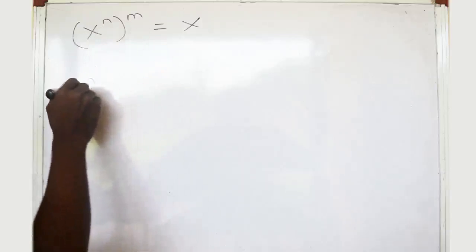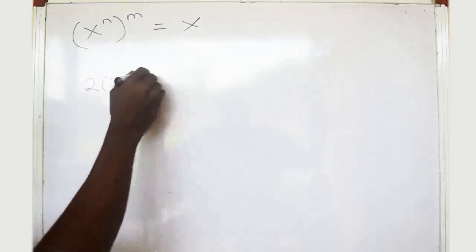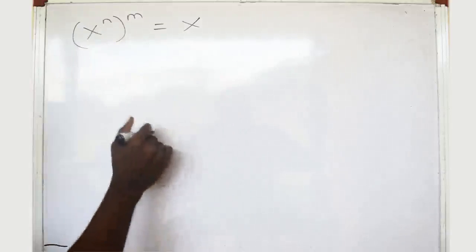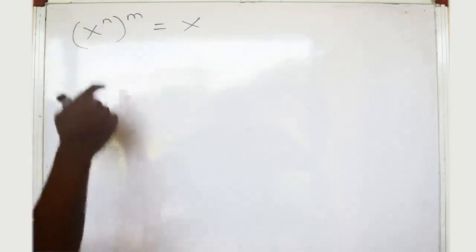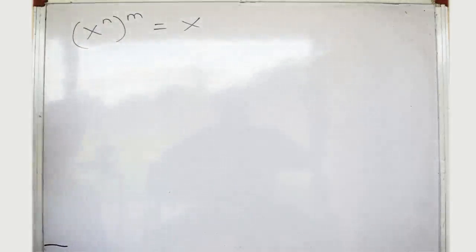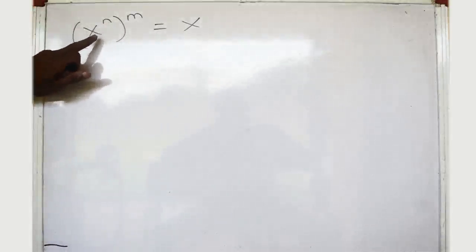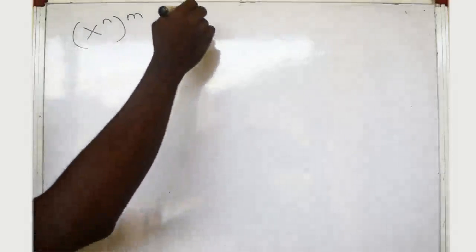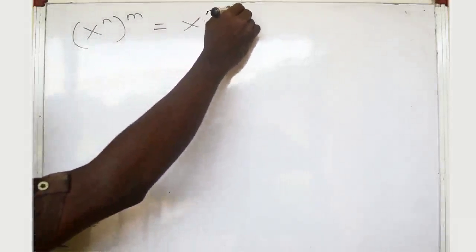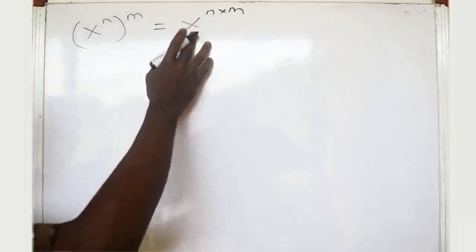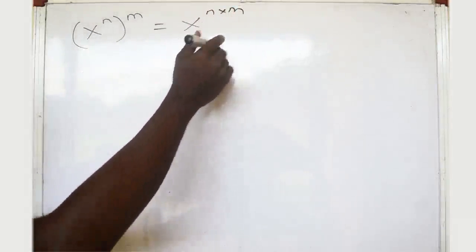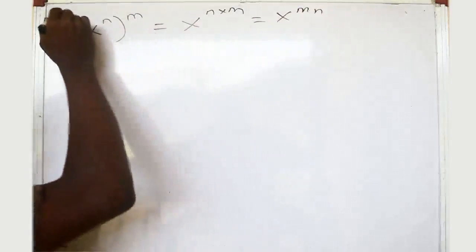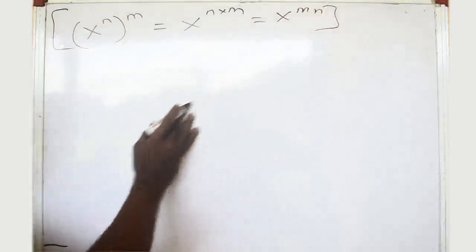You can recall that if you have 2 into x, it's the same thing as saying 2 times x. So anytime we have brackets, it serves as multiplication. But while we are not multiplying the bases, we have nothing to do with the base. We have to use power to multiply power. So it becomes n multiplied by what? N. So this is the same as saying x raised to the power n multiplied by m, which will surely give you x raised to the power mn. So from here to here is the same thing.